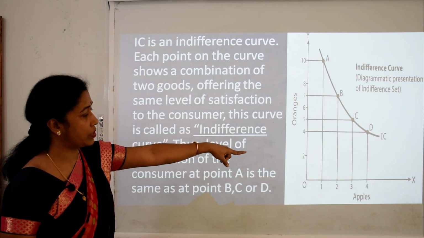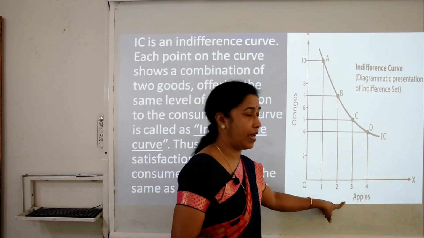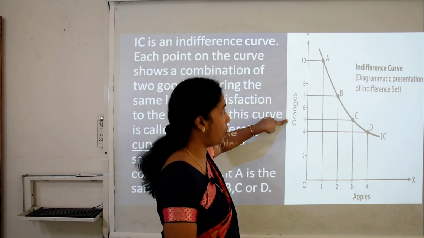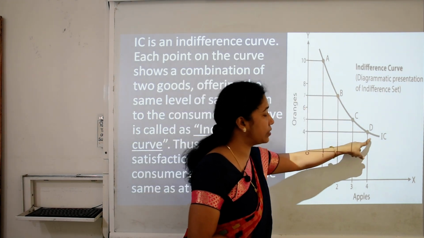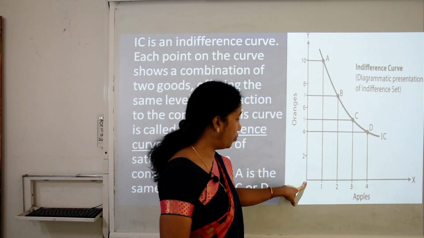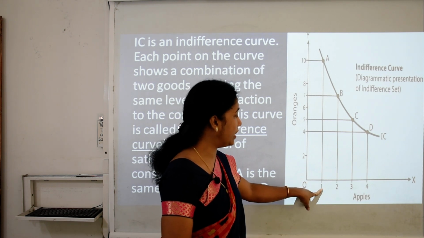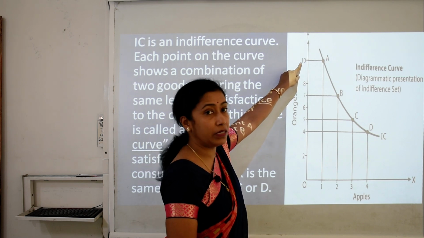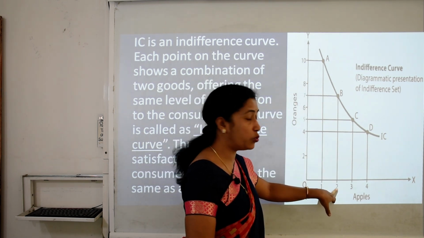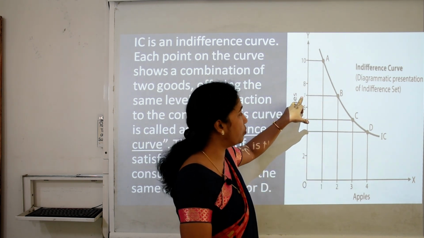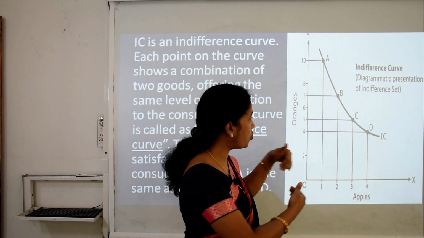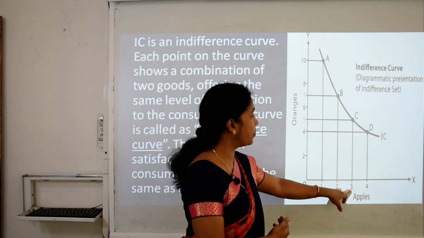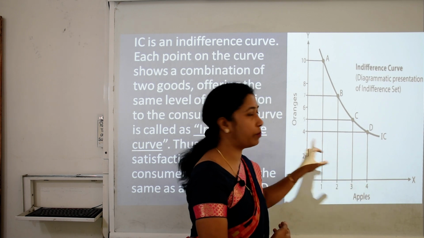Here what we notice is on the OX axis we are having apples and on the OY axis we are having oranges. Now this is an indifference curve which is convex to the origin. When he consumed one apple, he was consuming 10 oranges. When he consumed 2 apples, he is actually consuming 7 oranges, and so on. Whatever combination he has made, 3 apples, 5 oranges, 4 apples and 4 oranges.